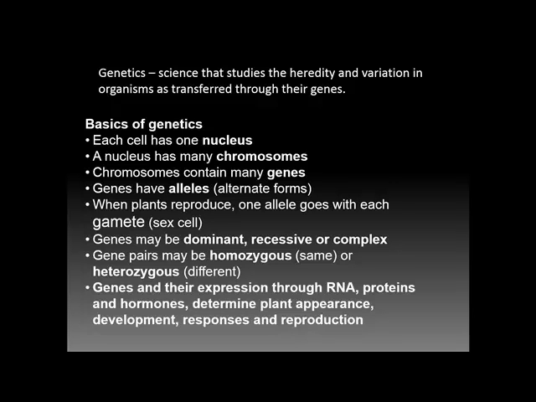Now these gene pairs may be homozygous, in other words, they're the same or very similar, or heterozygous, different. And we'll get a quick example of this in another slide or two. But stepping up a level and trying to bring this home to you, genes and their expression take place through proteins. And the proteins get the genetic information from the DNA through RNA in the presence of hormones. And it is these proteins that determine the appearance, the development, the responses, the reproduction, and everything else about plants.